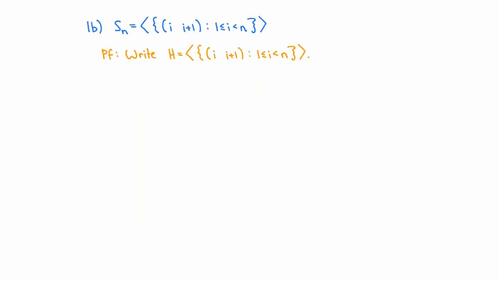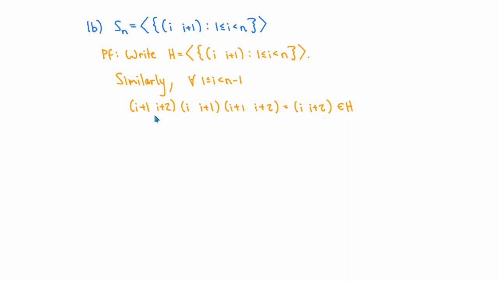Now, we can play exactly the same game, starting with any transposition of the form (i i+1), where i is bigger than or equal to 1 and strictly less than n minus 1. If we take this transposition and left and right multiply by the transposition which interchanges i+1 and i+2, then we find that we get the transposition which interchanges i and i+2. And so, because we started with the product of three elements of H on the left-hand side, we conclude that the element on the right-hand side is also an element of H.